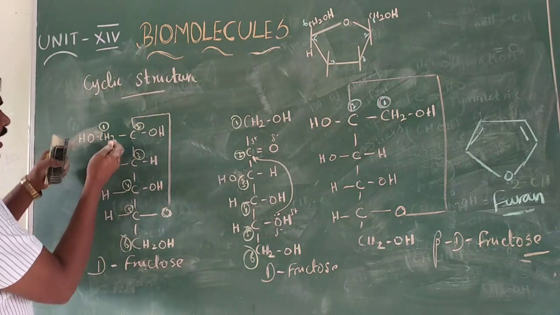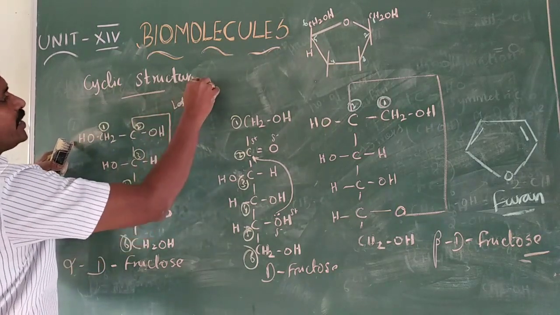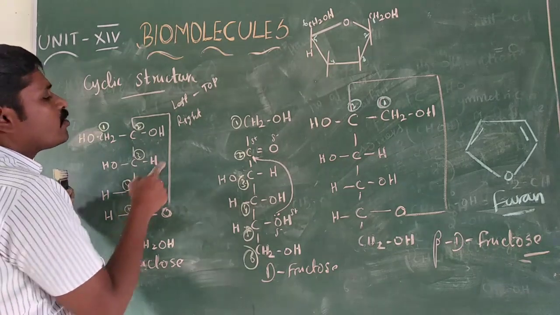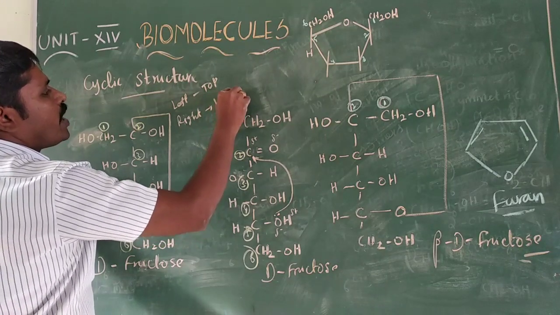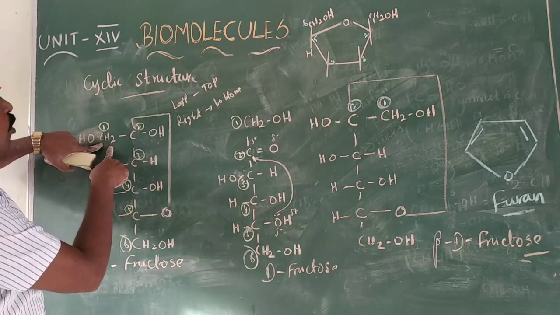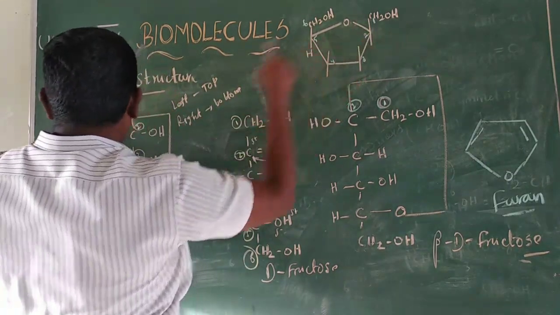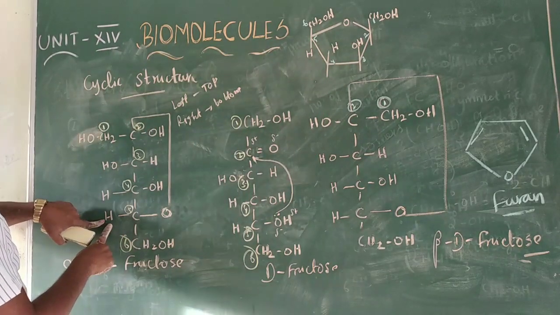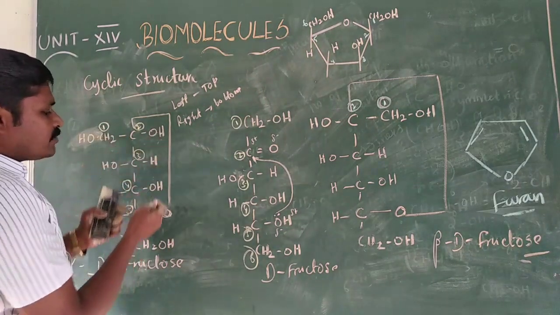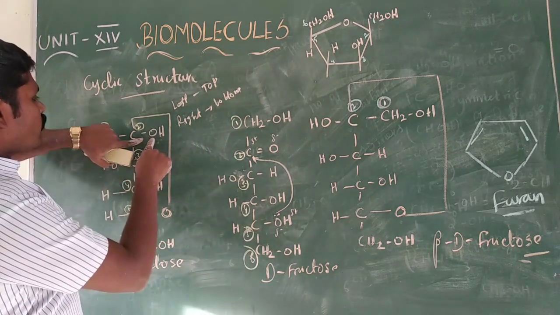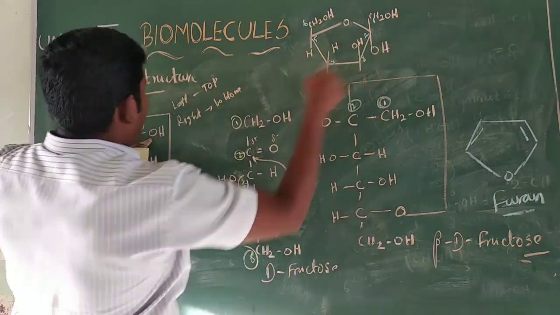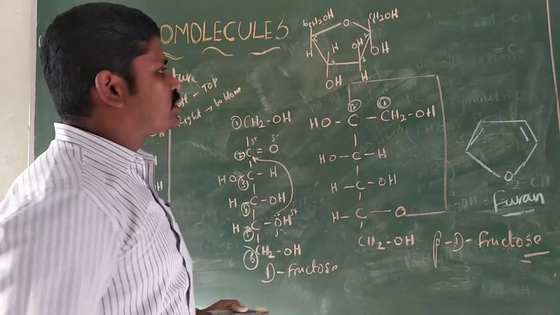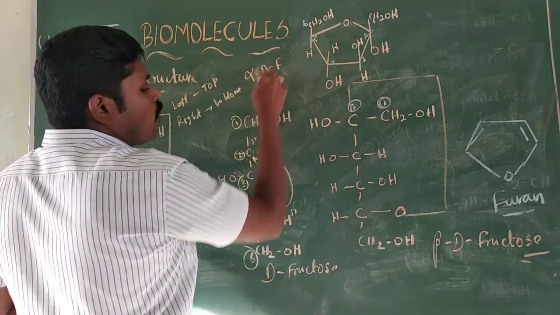In the alpha structure, the left side atoms or groups are attached to the top, and the right side atoms or groups are attached to the bottom of the structure. So on the left side, top of the structure: CH2OH, next OH, and next H. And the right side atoms or groups are attached to the bottom of the structure: OH, OH, H and OH. So the cyclic structure of fructose is alpha D fructofuranose.